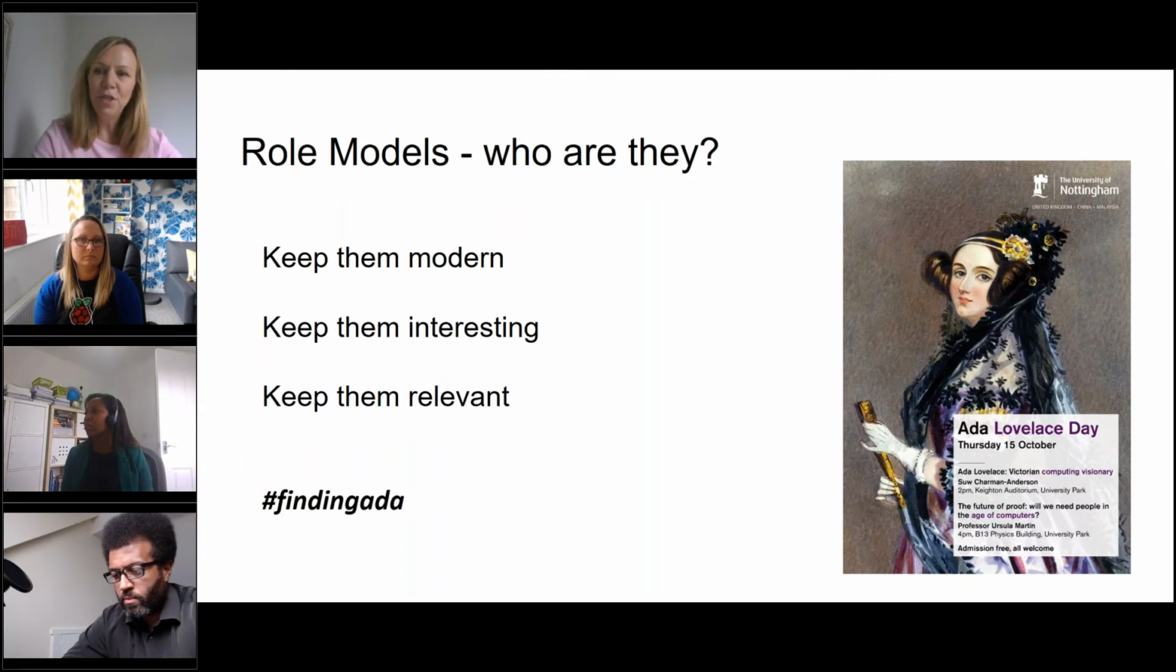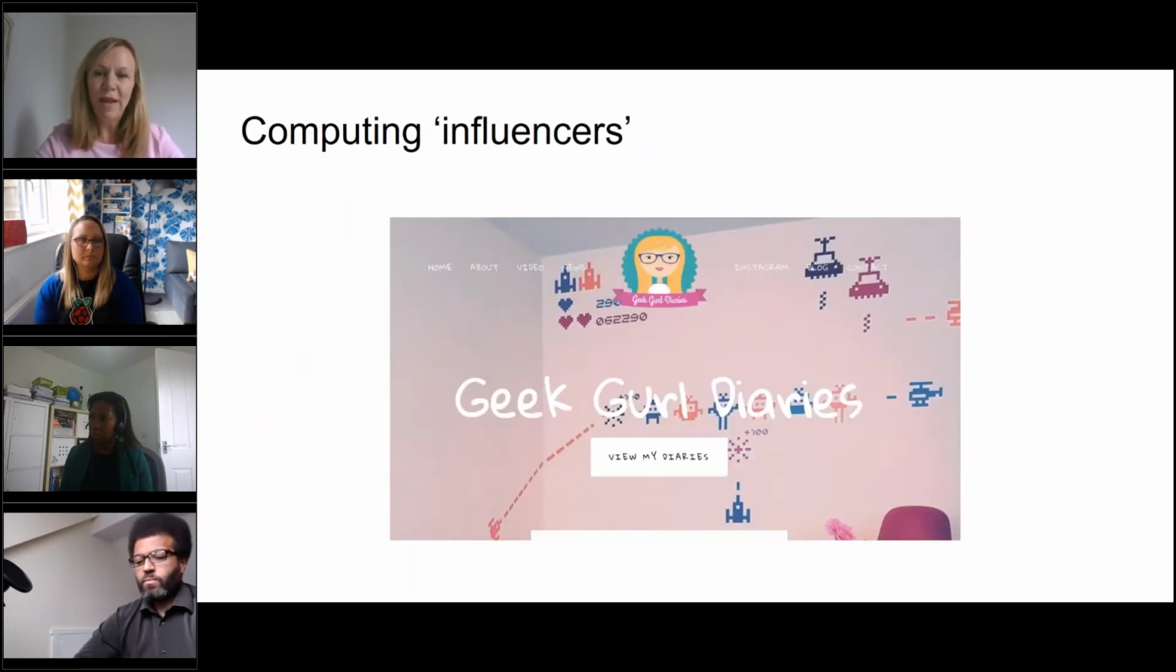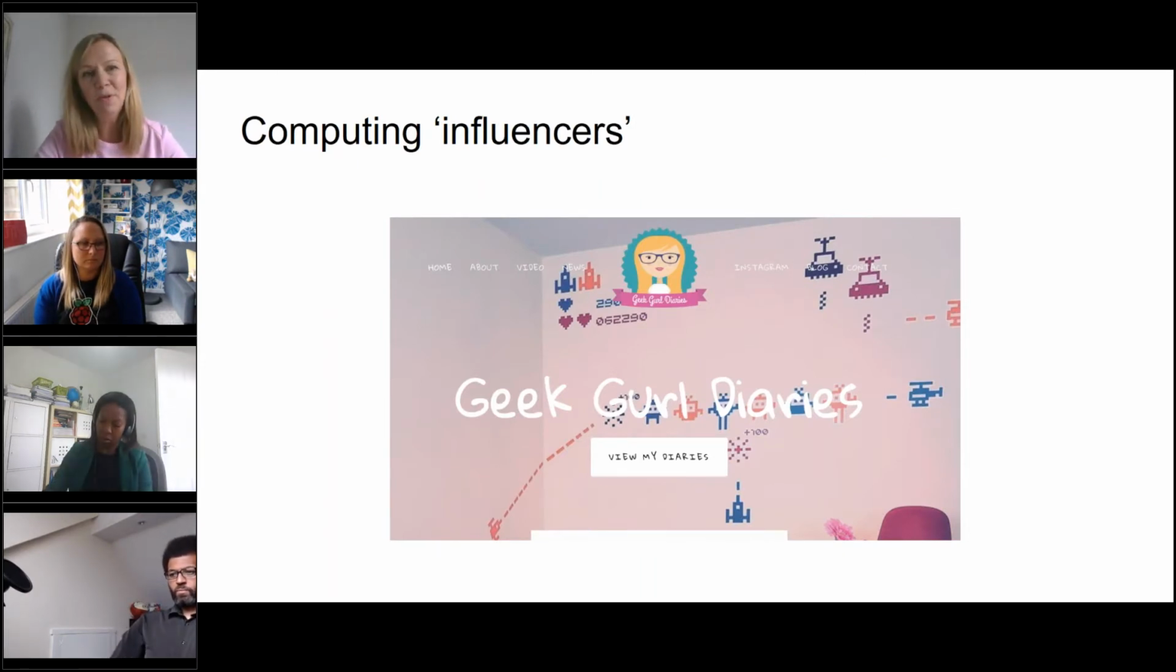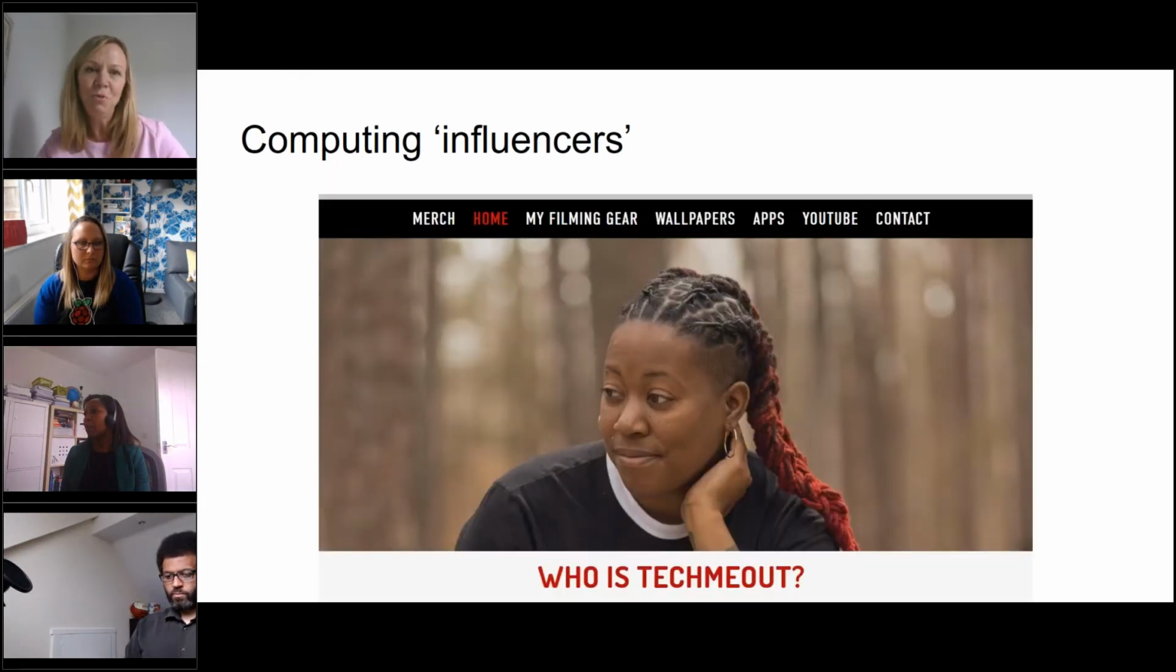I think something that we talk a little bit about and try and encourage trainees to, obviously they've got a lot going on, but when they get into the classroom, what sort of messages are being portrayed within the classroom? So are role models modern? Are they relevant? And are they interesting to younger people today? So this idea we talk about is who are the computing influencers. So we've got Carrie-Anne Philbin with her Girl Geek Diaries on her YouTube channel.